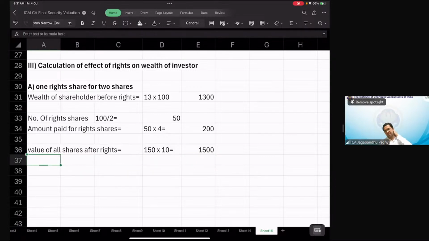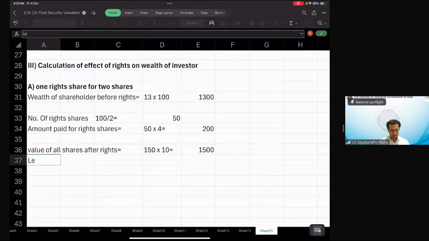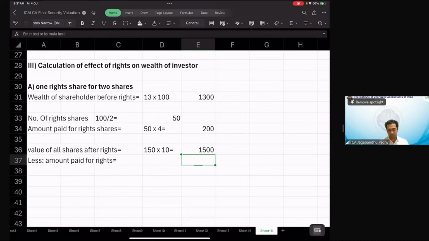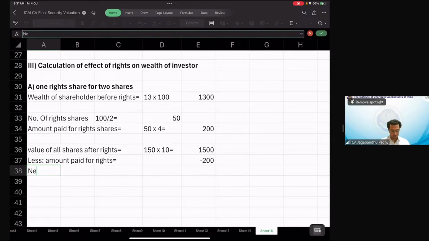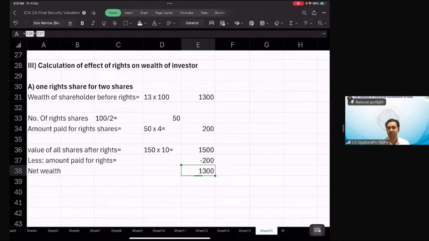But sir, this wealth has not increased because of something, right? This wealth has increased because we have contributed the amount paid for rights. So what's the amount that we are paying for the rights? It's 200. So net wealth, can I say it is still remaining the same, 1300?